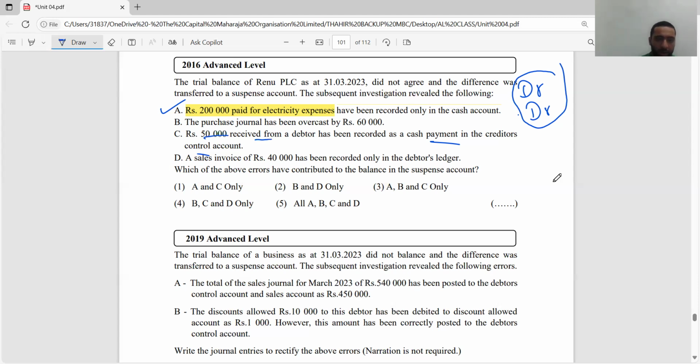The 50,000 received from a debtor has been recorded as a cash payment only in the creditors' control. They are talking only about the creditor. The other account is correct. So you receive 50,000 from a debtor, your cash goes up, and your debtor and your creditor go down. Both are on the debit side. So you will need a suspense account if there is a difference in the trial balance. Understood, children? Lakshini, Ashini, Arwa, Siyana, understood?